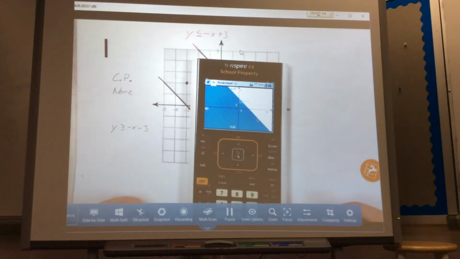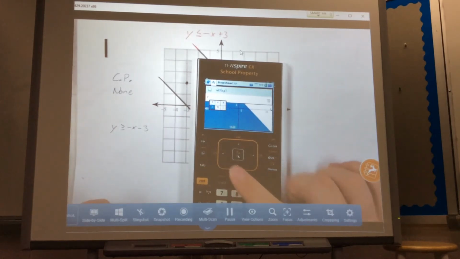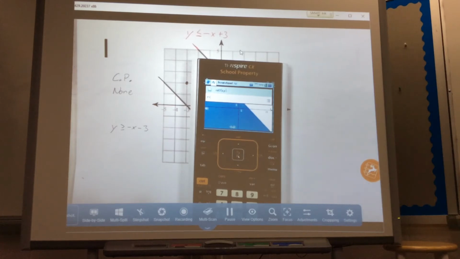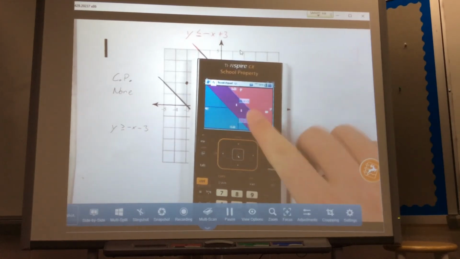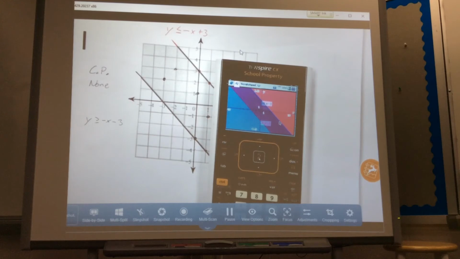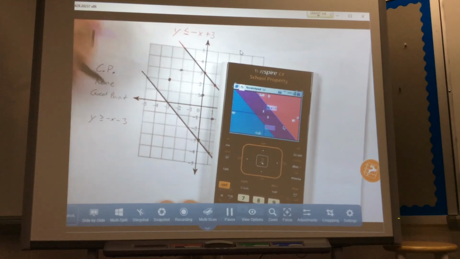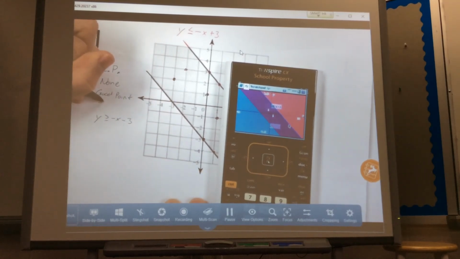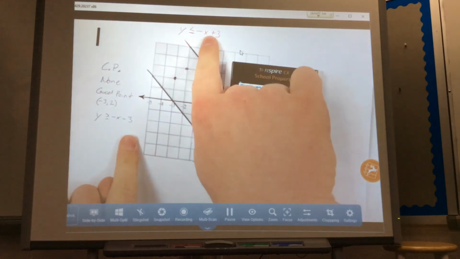There's the first graph, and then for the second graph you hit tab and say y is greater than or equal to, and I've got negative x minus 3. I care about the darker shaded region, which matches up exactly to the same graph that we have right here. And that is how you do the warm-up when you look for critical points and you look for points that work out. Any of the points that I made on here are good points, so you just have to pick one. The first one I gave you was negative 3, positive 2, because it satisfies both of the inequalities given.